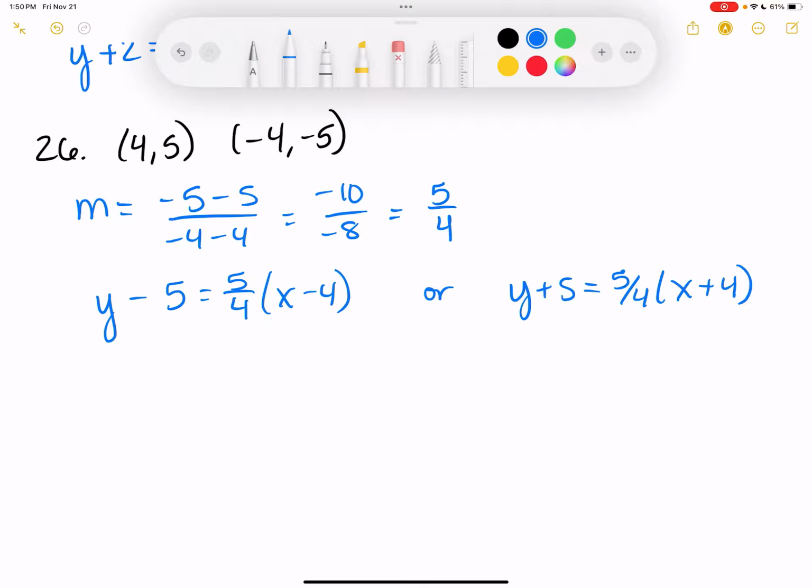There are two answers possible for this one. It's one of those rare moments in math where there are two right answers. Either of those two answers would have worked. My slope is 5 over 4 no matter what way I look at it. If I use the first point, I get the equation I wrote on the left. If I use the second point, I get the one on the right.